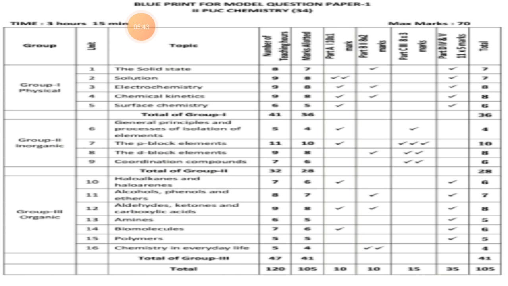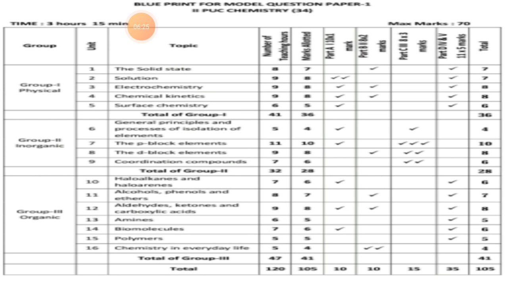Then the next one is p block elements. Here the topic has 11 lectures and 10 marks weightage. There is a 1 mark question in question number 1, that is part A, and 3 questions of 3 marks in part C, and the total weightage is 10. This is the topic which has the highest weightage in the chemistry subject. What we are going to learn here, we will discuss in the contents.